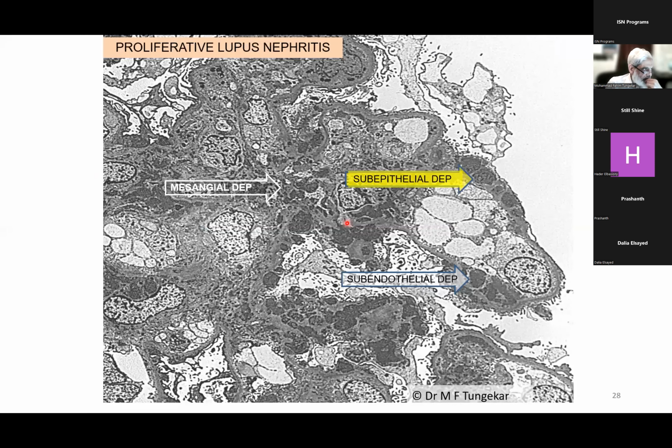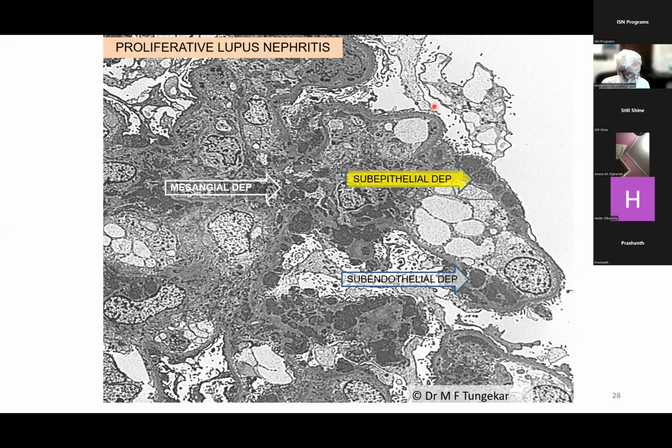Lupus nephritis. In lupus nephritis, electron microscopy is not required for classification. The reason for that is that EM is not available, the facility is not available worldwide. Therefore, if EM was made a regular and essential feature of classification, most lupus biopsies would not be classified. In this example, there are obvious mesangial deposits, there are obvious subendothelial deposits. So this will be class 3 or 4, as my previous speaker nicely pointed out, proliferative lupus nephritis. But in this particular case, there are also subepithelial deposits. So there is a membranous component.